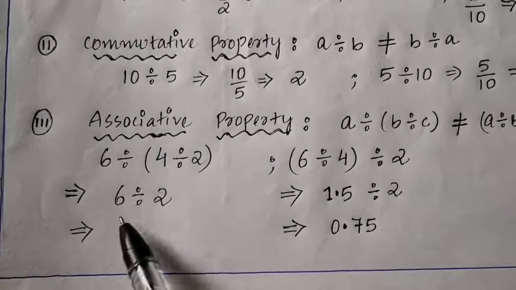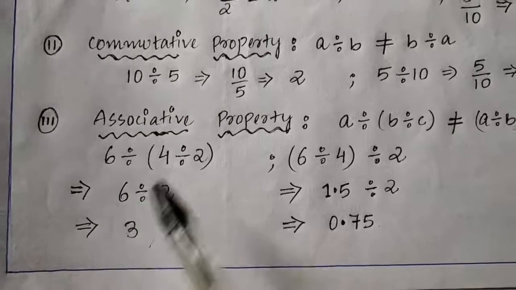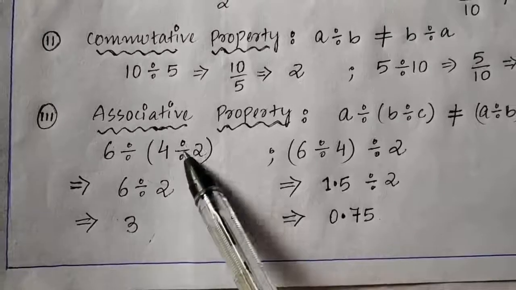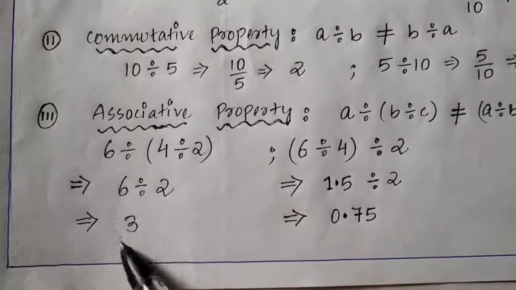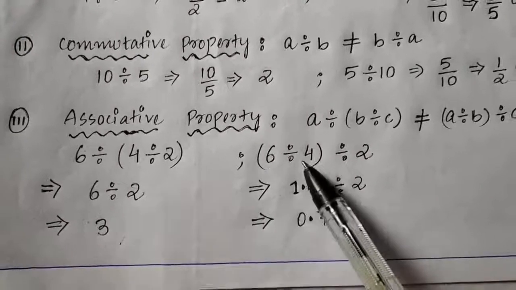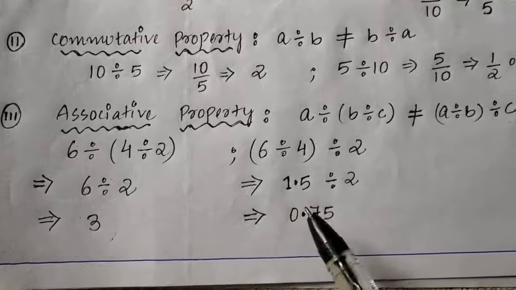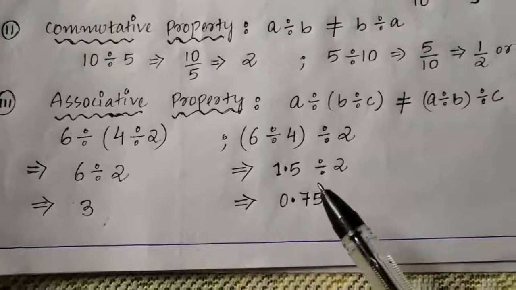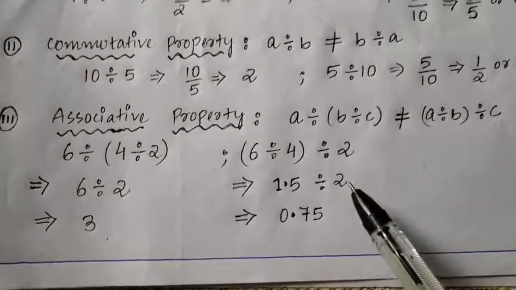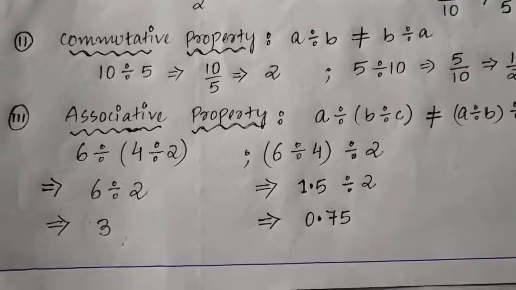So here it is quite clear that when I follow the grouping, that is 4 divided by 2 first, I get 3 as the answer. But when I group 6 divided by 4, I get 0.75 as the answer. So for division, the associative property doesn't hold true.